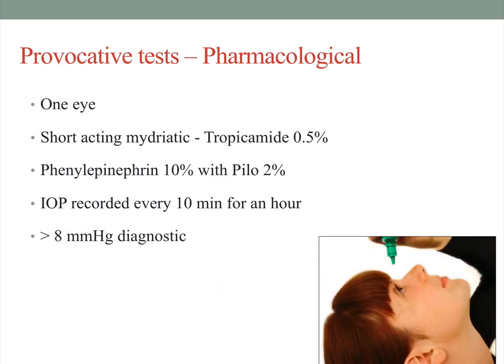The provocative test of the second type is the pharmacological test, which is done on one eye using a short-acting mydriatic, that is tropicamide 0.5%, or using a combination of phenylephrine 10% with pilocarpine 2% to get a semi-dilated pupil. Here, intraocular pressure is recorded at baseline and then after every 10 minutes for an hour. If the intraocular pressure increases more than 8 mm Hg, it is diagnostic of primary angle closure suspect.